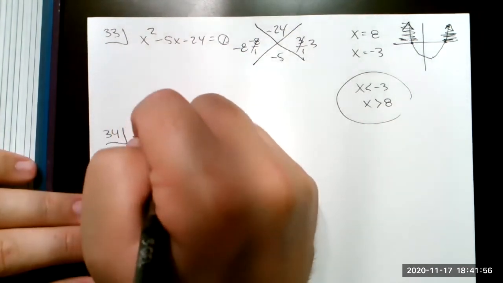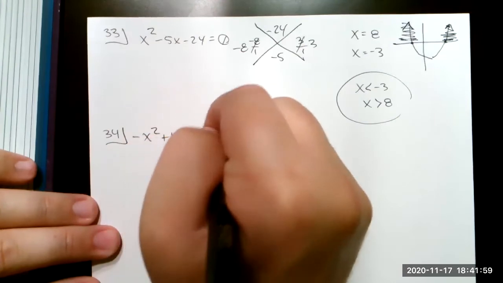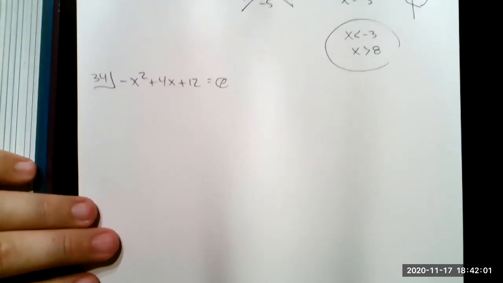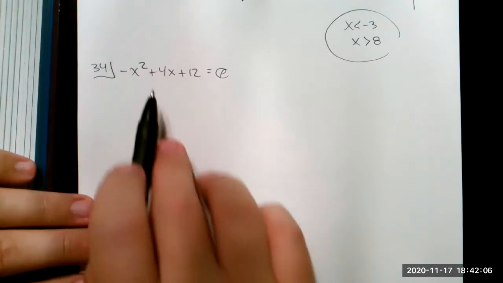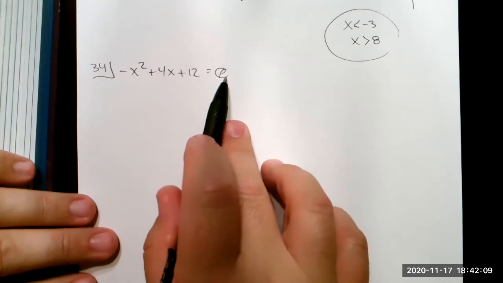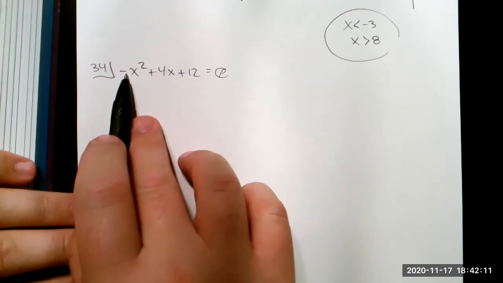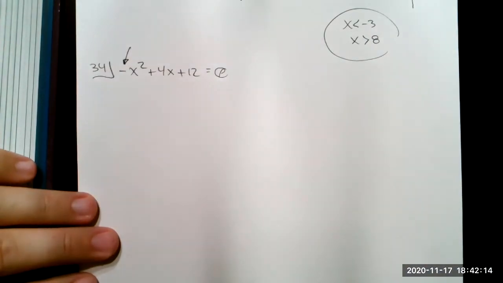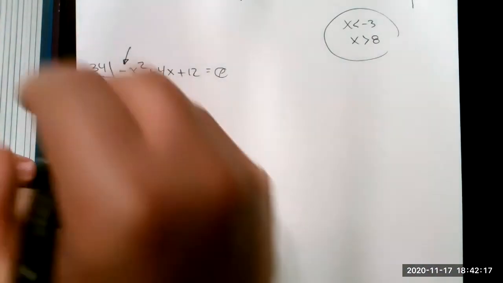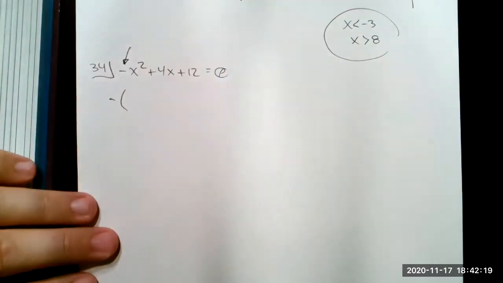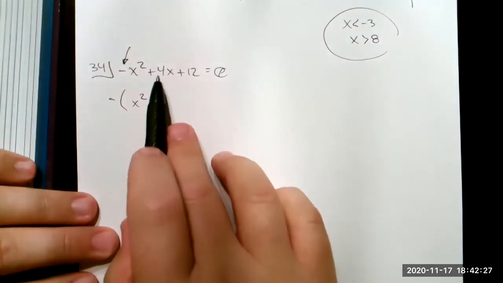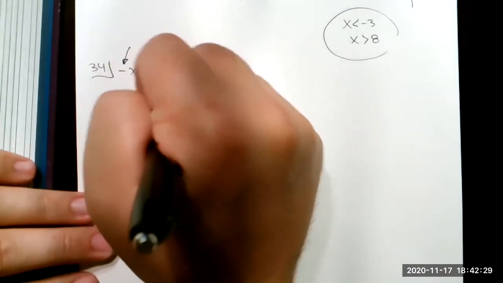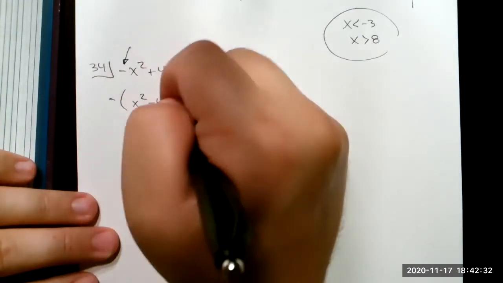34, -x squared plus 4x plus 12. Again, just like with 33, I'll kind of skip a step just to make it go a little bit quicker. I can't factor anything until it's equal to 0 and that leading coefficient is positive. So right now, that is an issue. So what I'm going to have to do is take out a GCF of -1, and then I'll be able to factor it. So -x squared divided by -1 is just x squared. 4x divided by -1 is -4x. 12 divided by -1 is -12.